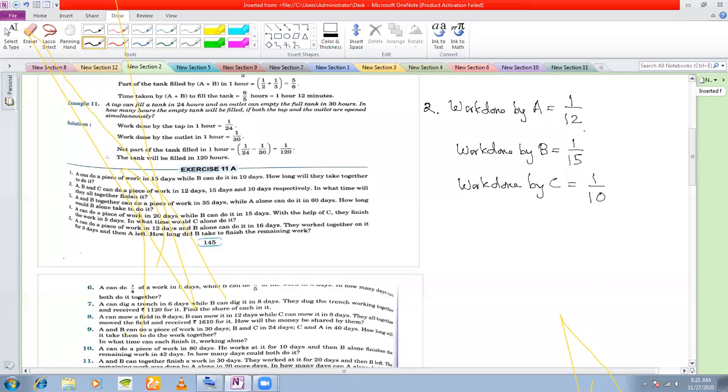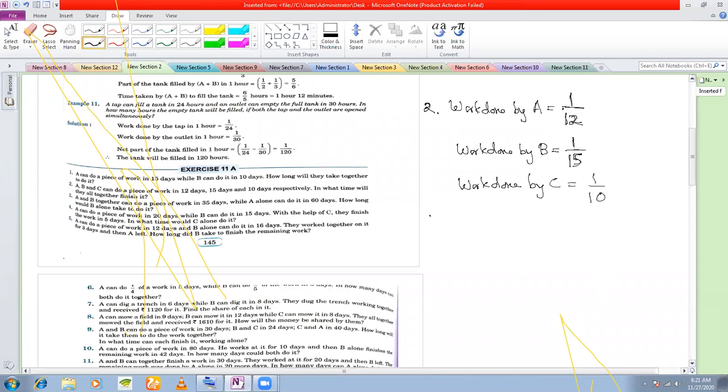So if we know the individual work done, that if A works alone, he can finish in 12 days. So therefore work done by A is 1 by 12. If B works alone, he can finish the work in 15 days. Therefore work done by B is 1 by 15. And if C works alone, he can finish the work in 10 days. Therefore work done by C is 1 by 10.